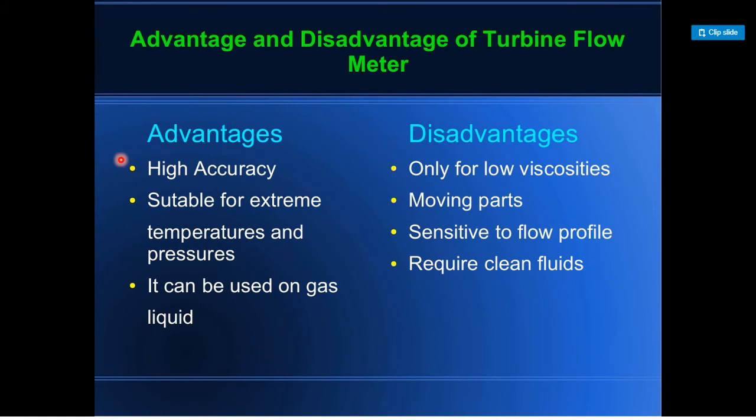Now let's list the disadvantages. This type of turbine flow meter will work only for low viscosity. It has moving parts. It is very sensitive to flow profile. If the profile changes from liquid to gas or from gas to liquid, it will not give you a better response. It requires clean fluids.